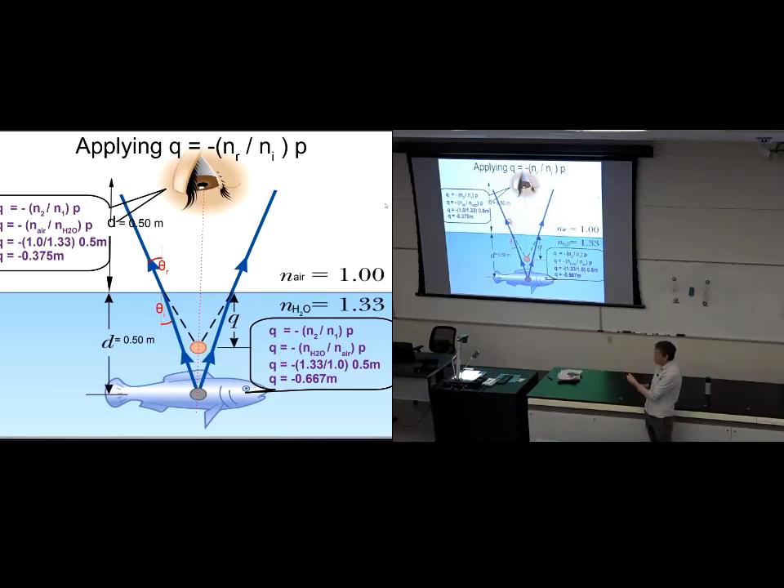So I'm plugging in the numerator the refractive index of air, 1, and plugging in the denominator the refractive index of water, 1.33. I'm going to get a number that's smaller than 1, which means the shark is going to appear closer than it actually is. It appears at this location here. The minus sign means the image is on the front side of the refractive surface, and it's about 0.37 meters below the surface, so it's closer.